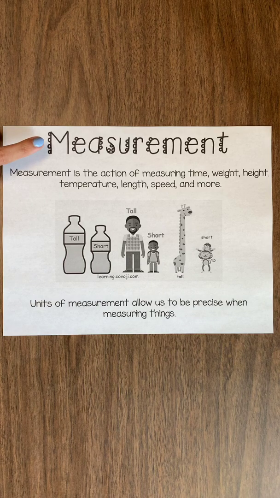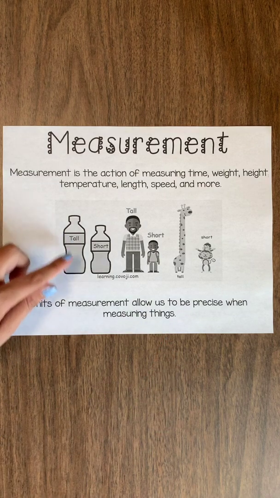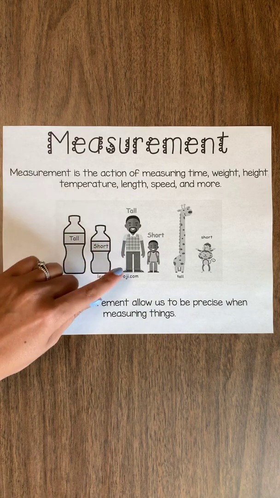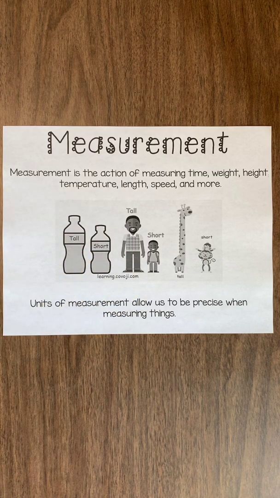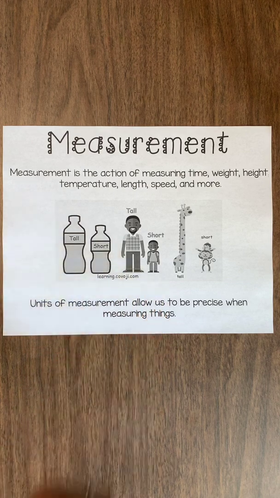So let's get started. To begin, we are going to discuss the term measurement. Measurement is the action of measuring time, weight, height, temperature, length, speed, and many more things. Units of measurement allow us to be precise when measuring things. We could say that someone is tall or short, but we need measurement to be precise. How tall is he, or how short is he? Measurement will help us be precise in giving those answers.